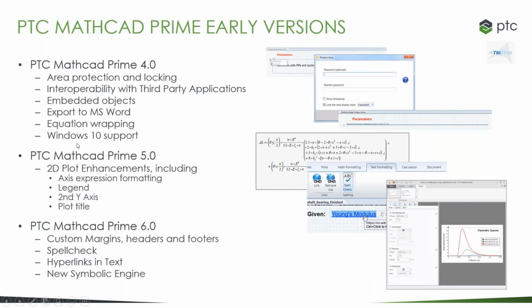Mathcad Prime 4 brought in the ability to protect and lock an area, and better interoperability with third-party applications, not just Excel, but other applications like Word, for example. Equation wrapping, and it also brought in Windows 10 support. That was kind of a big deal at that point in time.